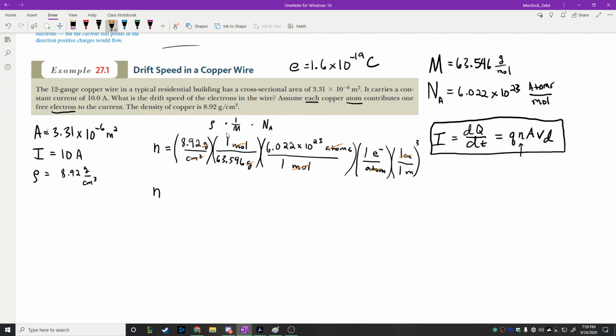Oh, and this isn't exactly right here, is it? Let me fix this. Sorry, this should be 100 centimeters in a meter. So that should give us what n is. Let's just calculate that, because there's a lot of things there. Let's see what we get. Okay, this divided by 63 point. Anyone have any questions while I'm calculating this?